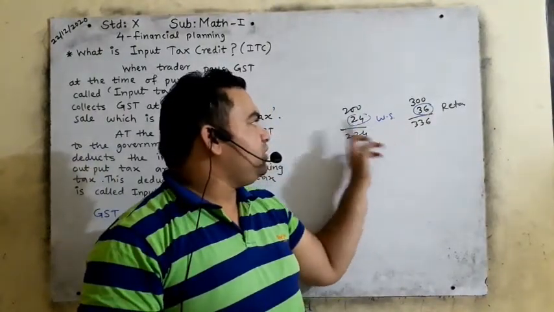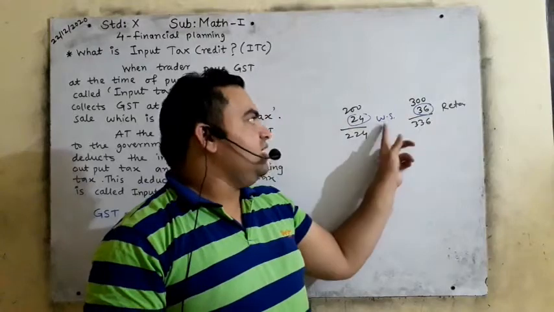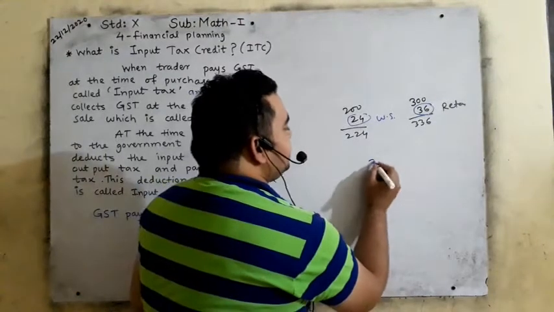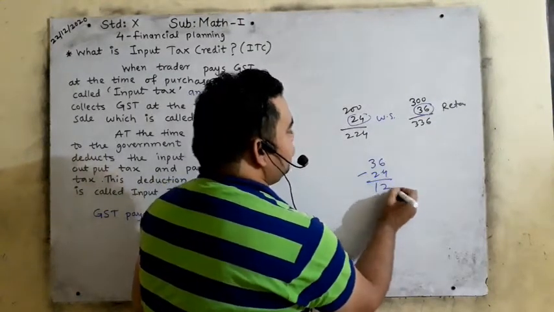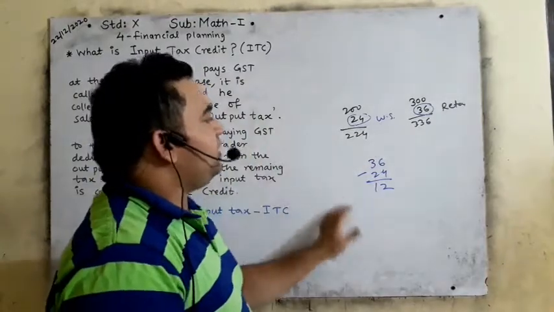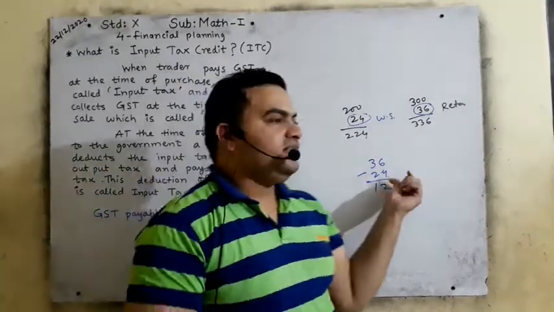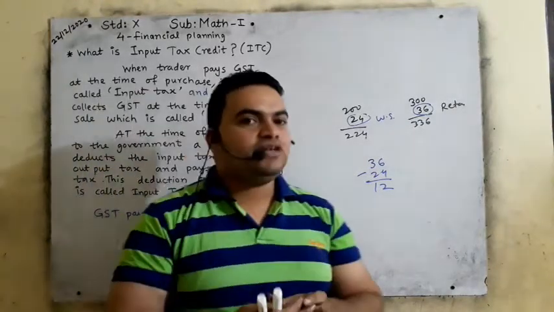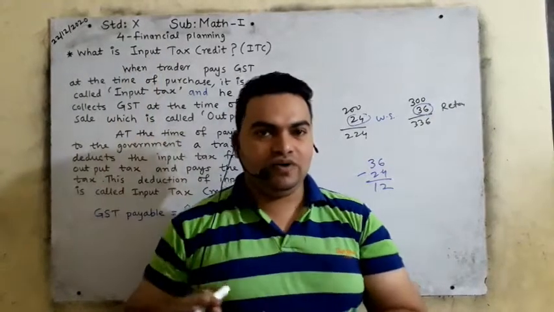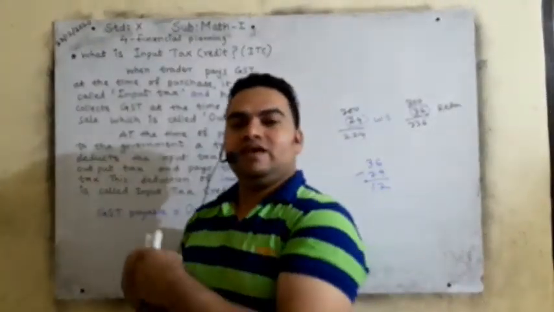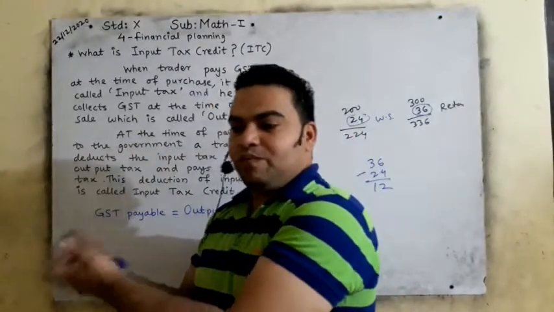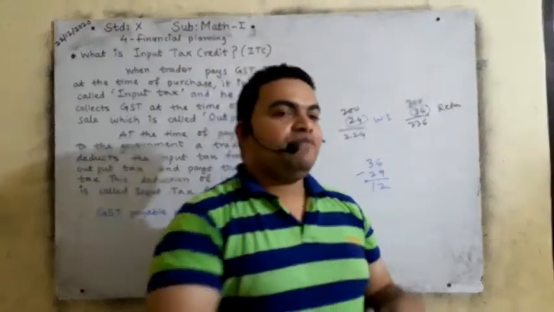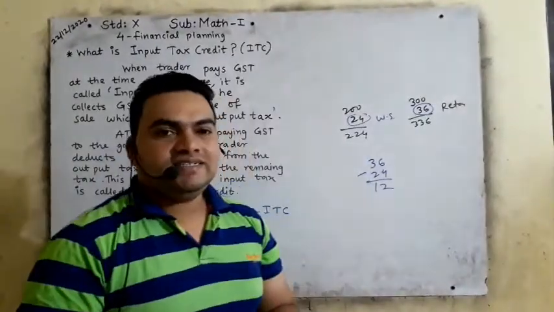So how many rupees did he pay to the manufacturer? 24 rupees, but the wholesaler collected from the retailer 36 rupees. So we have seen that 36 minus 24 is 12 rupees. So this is called input tax credit. This means the wholesaler is taking back his 24 rupees and the extra 12 rupees he is paying to the government. At the time of purchasing, if somebody is paying GST, that is called input tax, and at the time of selling, if somebody is collecting GST, that is called output tax.